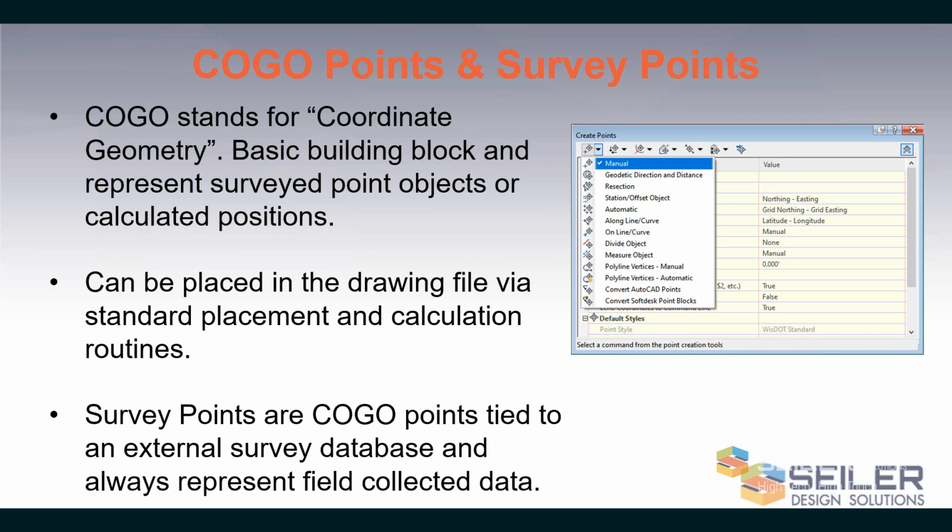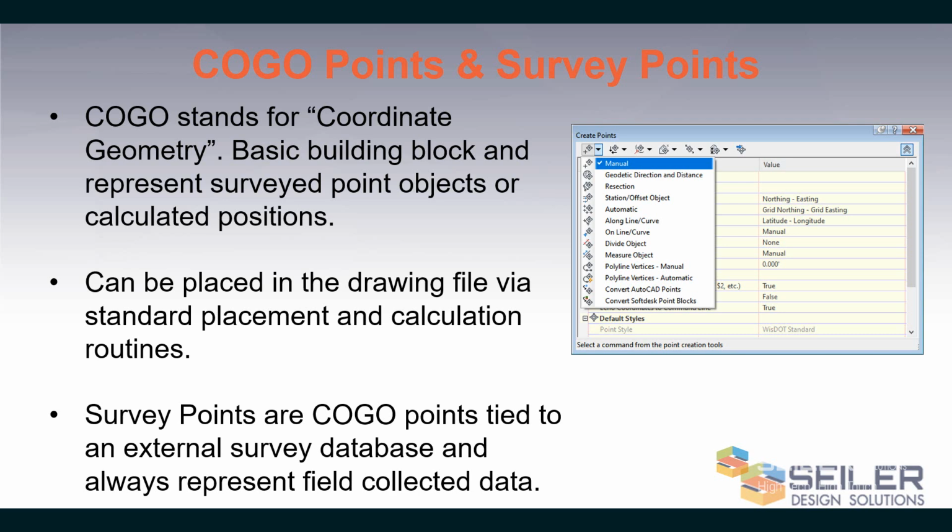So the first thing we need to understand are COGO points and survey points. You know, what are the differences, what they are. COGO stands for coordinate geometry. They're the basic building block and represent surveyed point objects or calculated positions. These would be positions that are collected with the data collector, GNSS, even mapping data type of collectors, or a COGO point can be a calculated point.